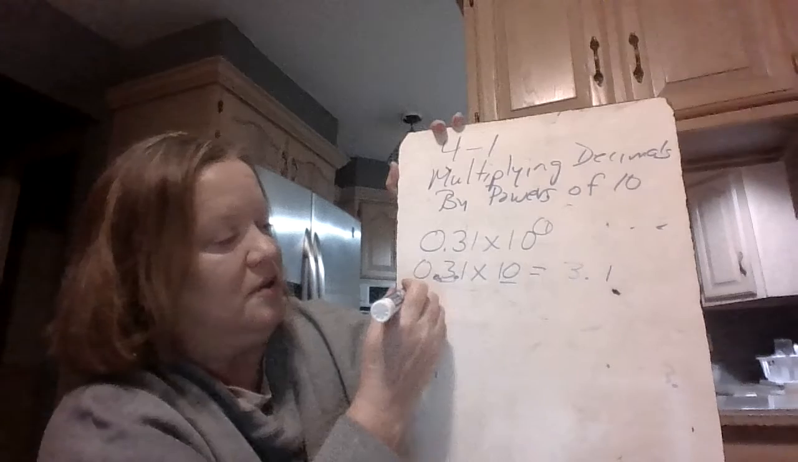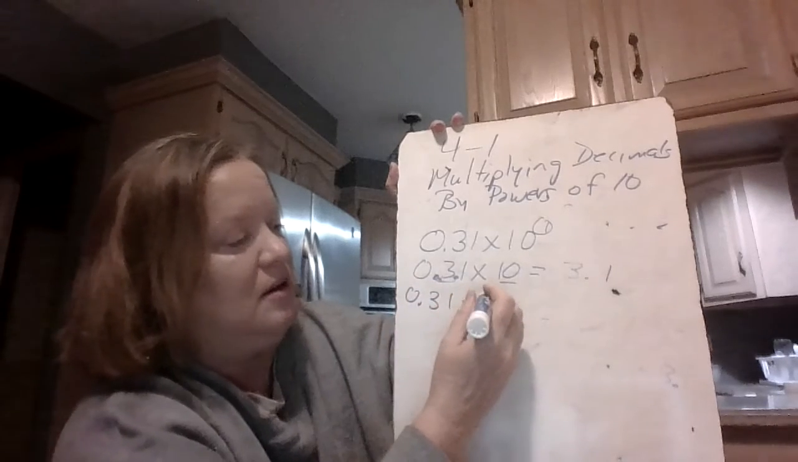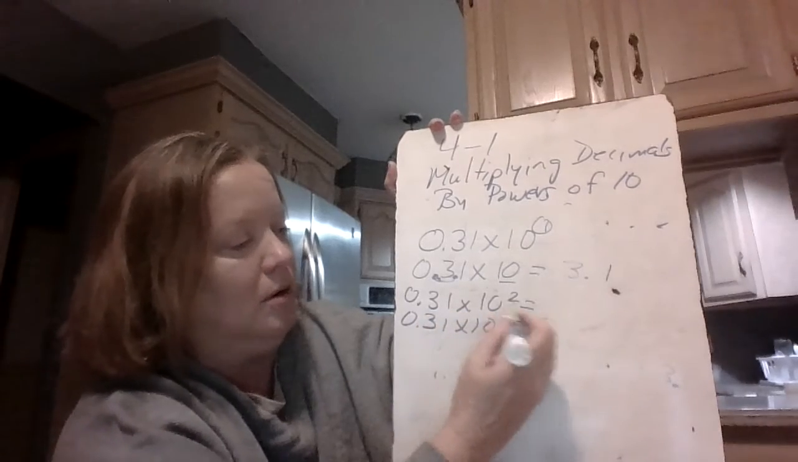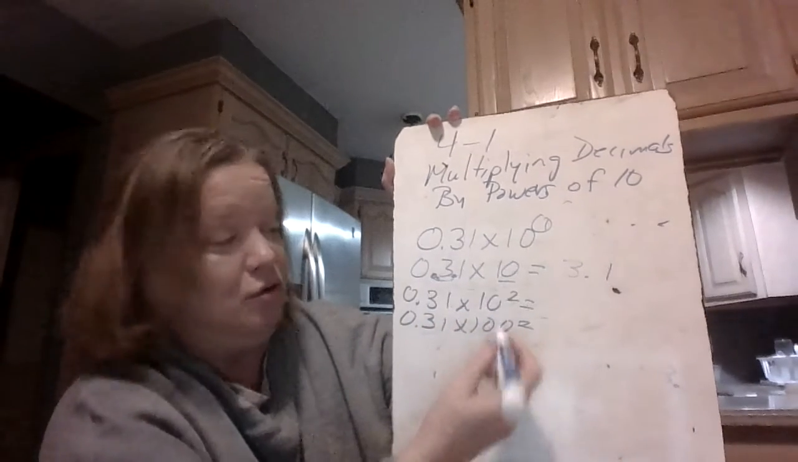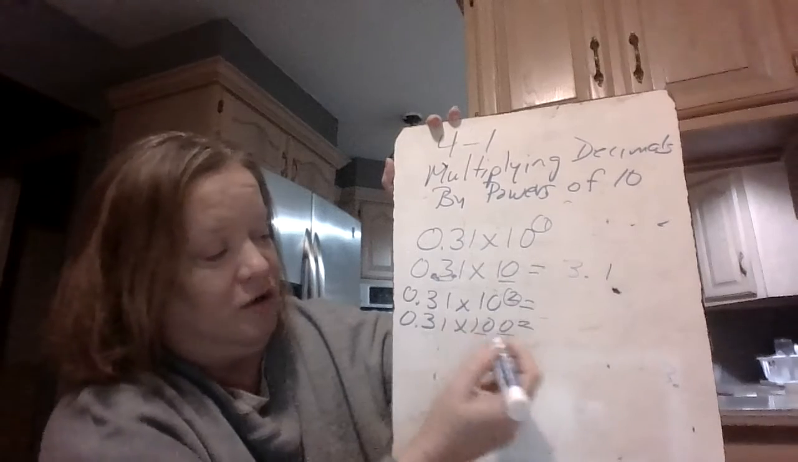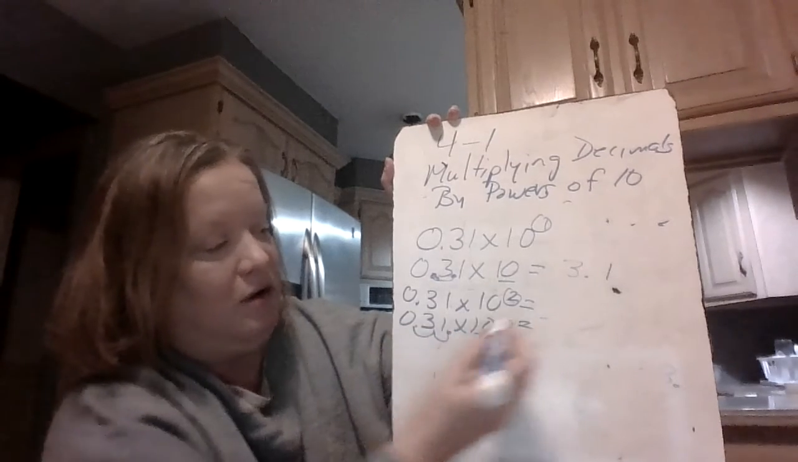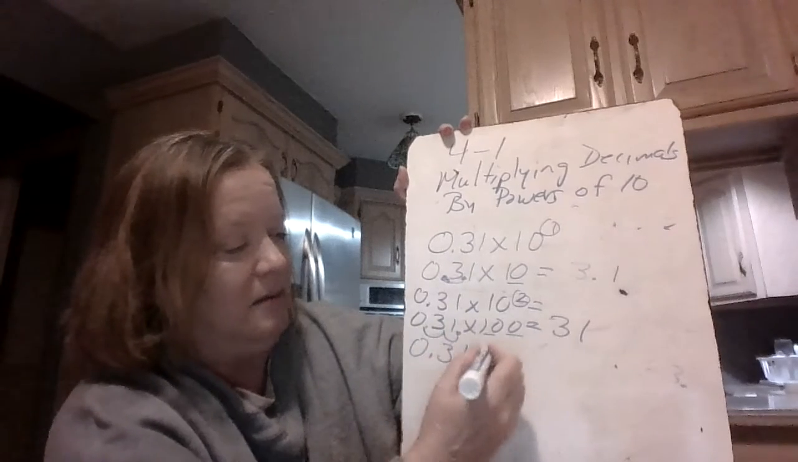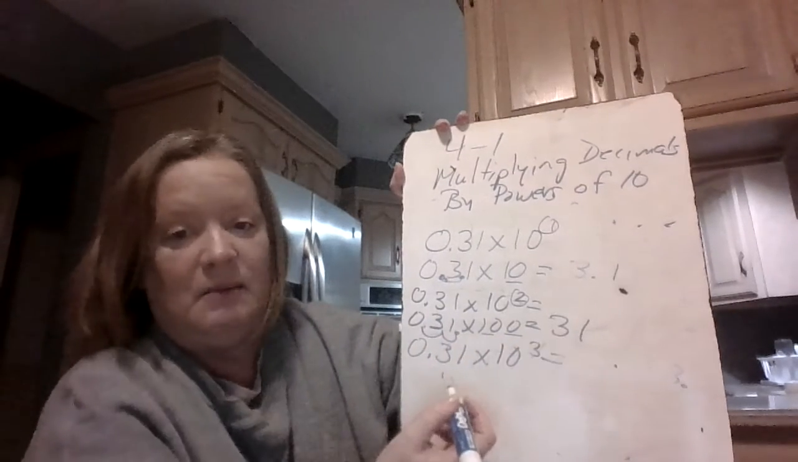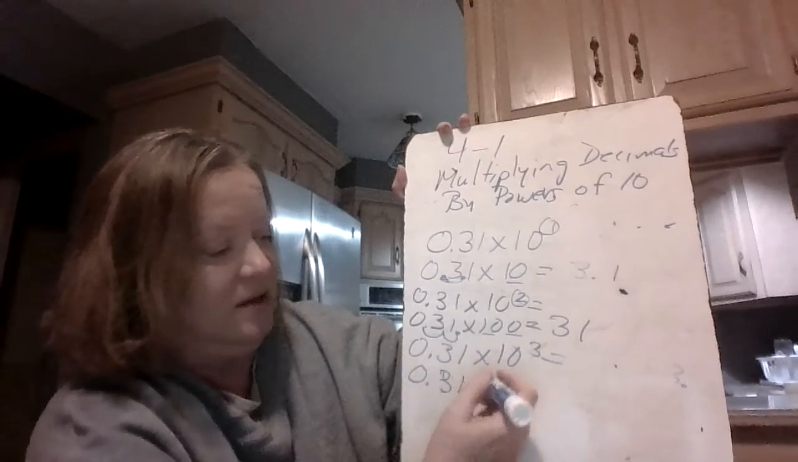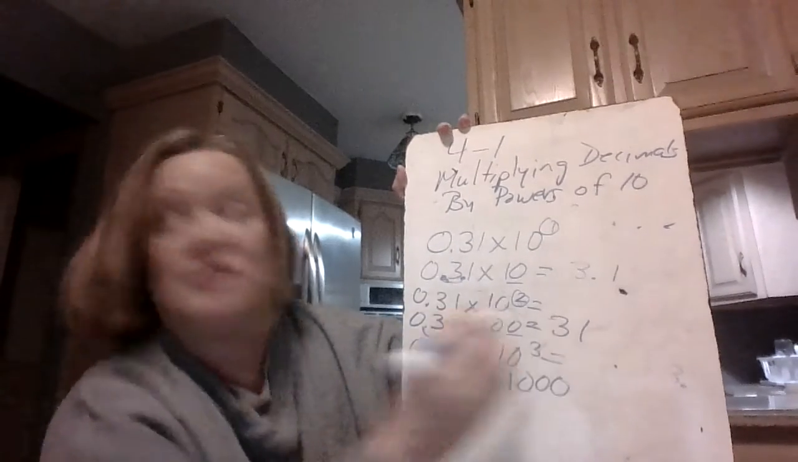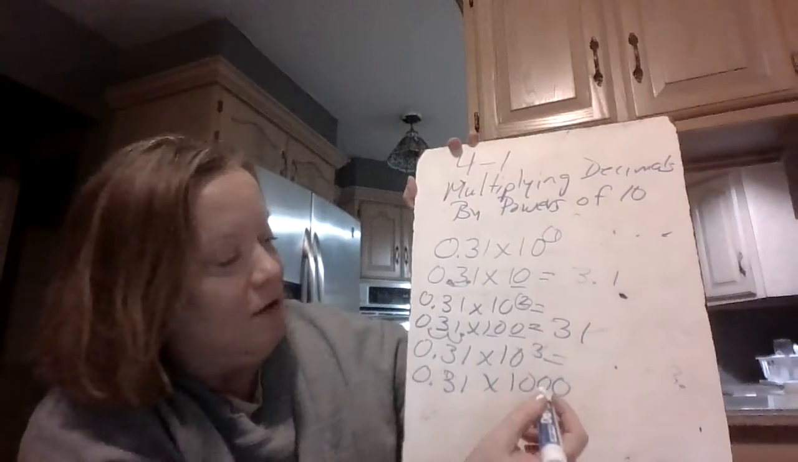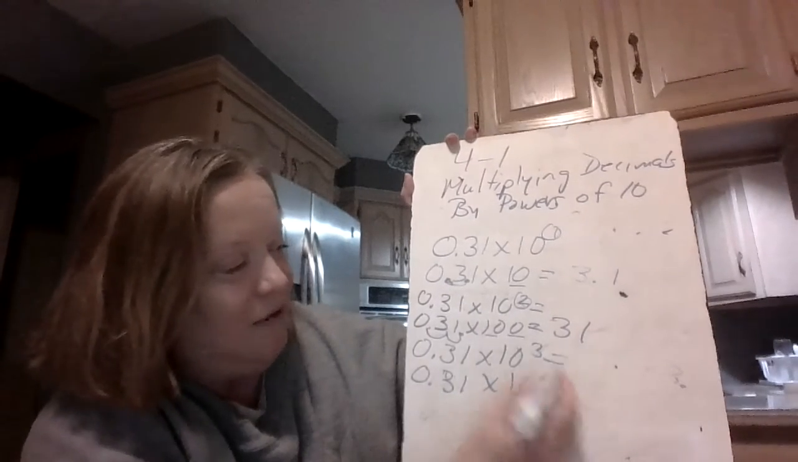Okay? If it was 31 hundredths times 10 to the second, that'd be the same as 31 hundredths times 100. You would move it, because there's 2 zeros in 100 or 10 to the second, you'd go 1, 2. So your answer would be 31. If you had 31 hundredths times 10 to the third, that's the same as doing 31 hundredths times 1,000. Because there's 3 zeros. Just go back. 3 zeros in 1,000.